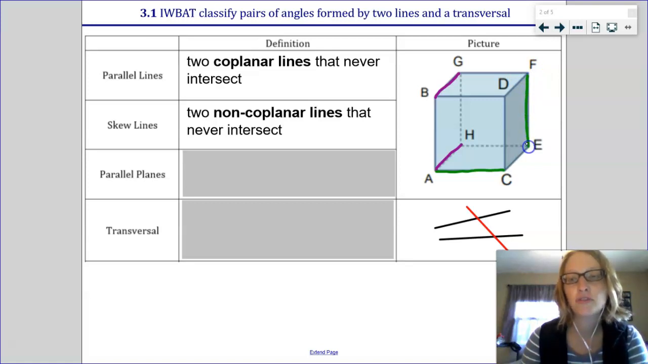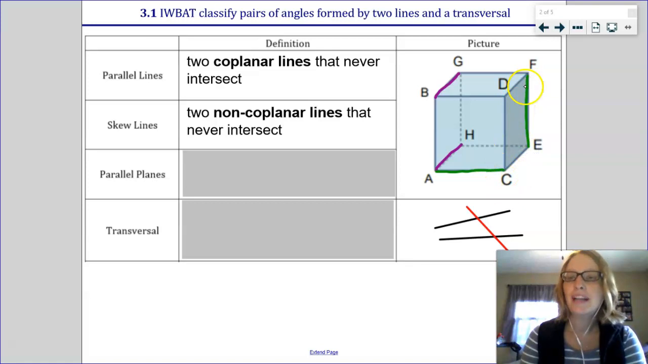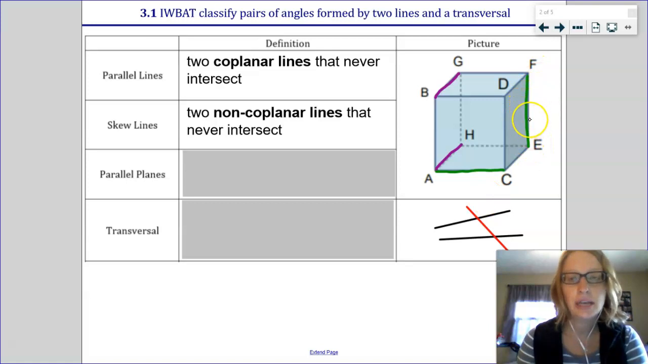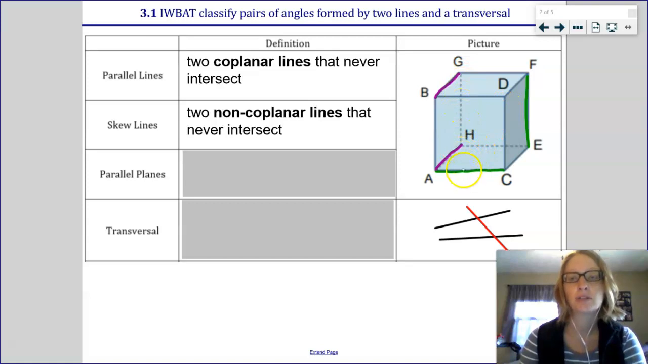A to C is in the front part of the box, while FE is in the back of the box, and they're never going to intersect. One is going side to side horizontally, one is going up and down vertically. Again, just like parallel lines, there are other examples here of skew lines. For example, I could say BD in the front of the box is a skew line with GH in the back of the box. They're going in different directions, but they're never going to intersect because they're in different planes of the box.